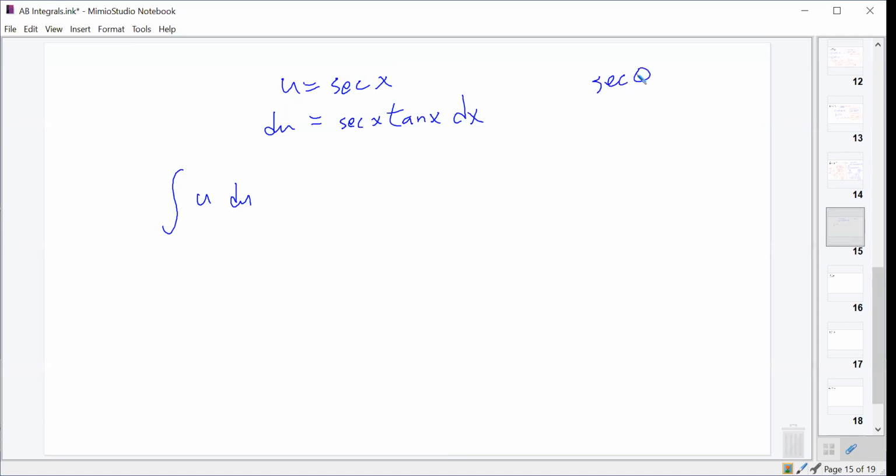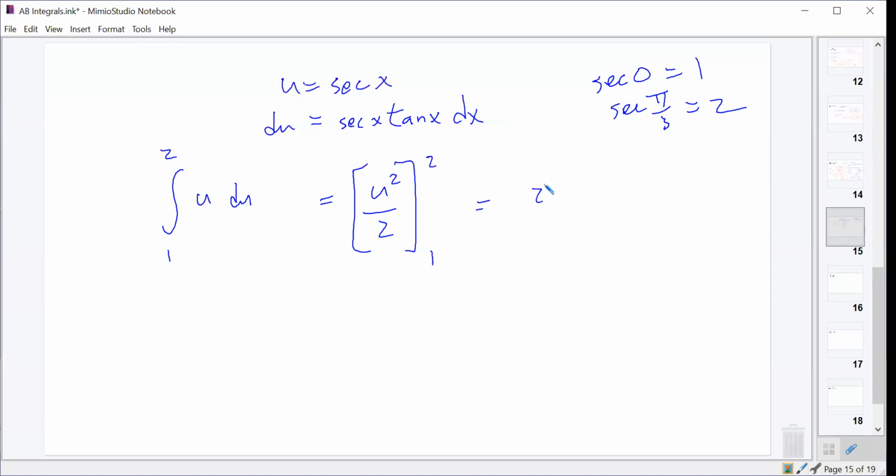And now instead of going from 0, I'll go from the secant of 0, which is 1, to the secant of pi over 3, which we just said a minute ago was 2, right? And what does that give us? It gives us u squared over 2 from 1 to 2, which gives us what? 2 squared over 2 minus 1 squared over 2? Or 2 minus 1/2, or 3/2. So we can see that no matter which u-substitution we chose, they all still come out to give us the same numeric answer, right? So they all come out to give us 3/2.